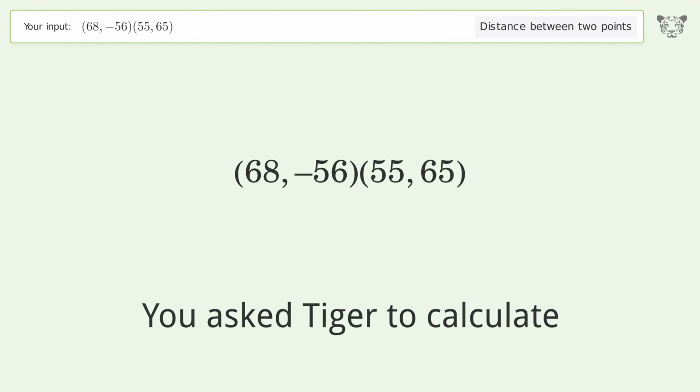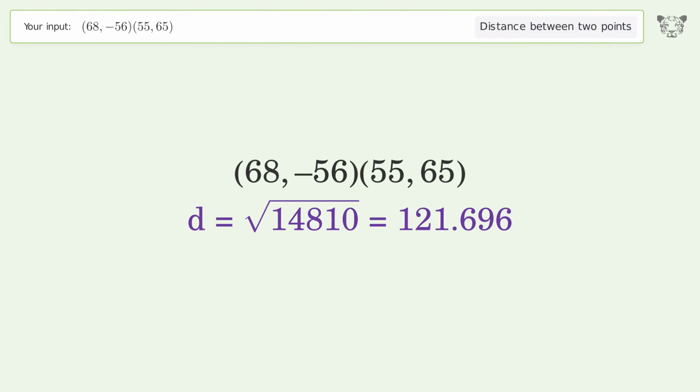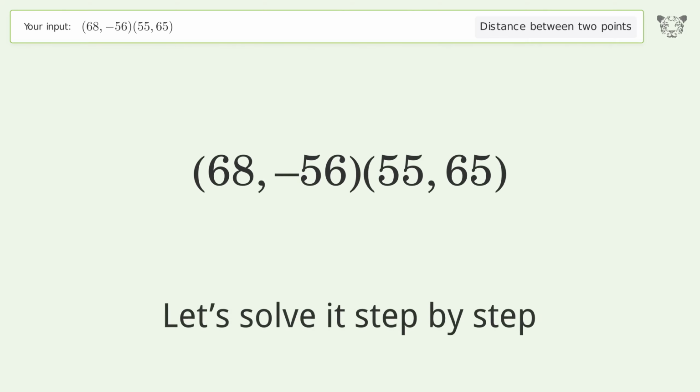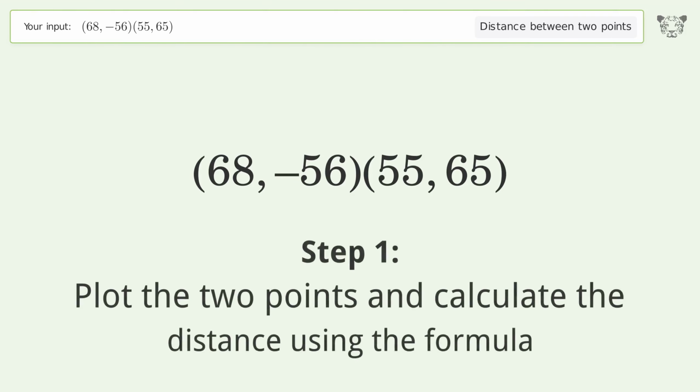You ask Tiger to calculate. This deals with the distance between 2 points. The distance between the 2 points is the square root of 14,810, or 121.696. Let's solve it step by step. Plot the 2 points and calculate the distance using the formula.